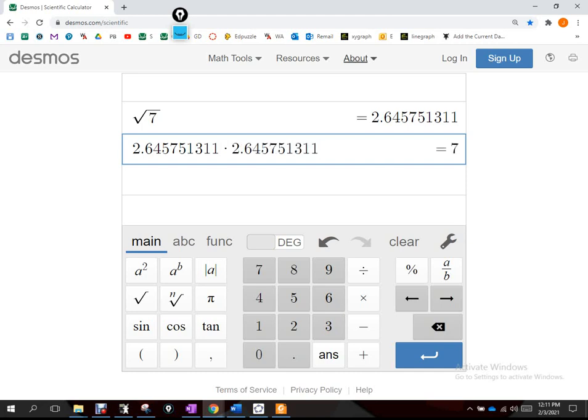But what a square root means: radical 7 is a symbol for the number 2.645751311, much like pi is a symbol for the number 3.14 and so on, right? A radical is a symbol for what number I multiply by itself 2 times to get the 7 underneath the radical. Does that make sense?